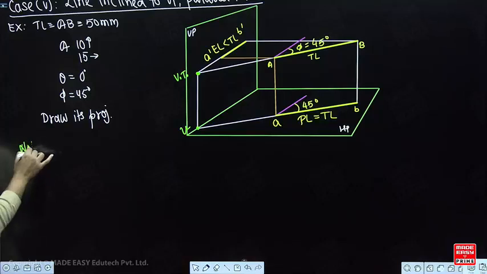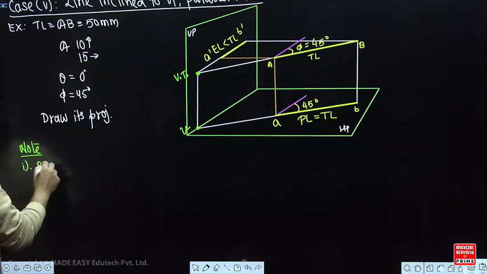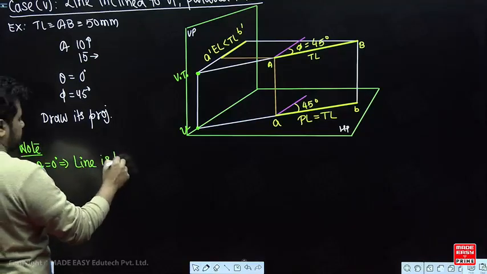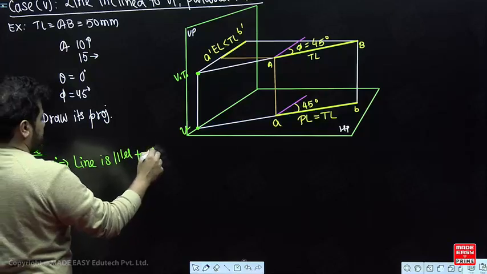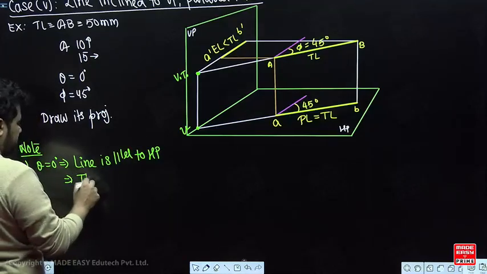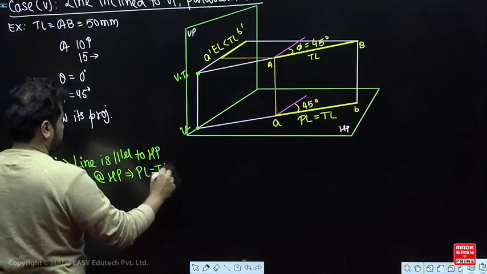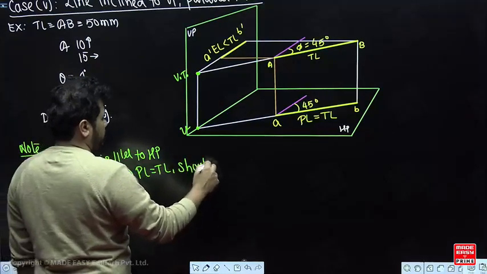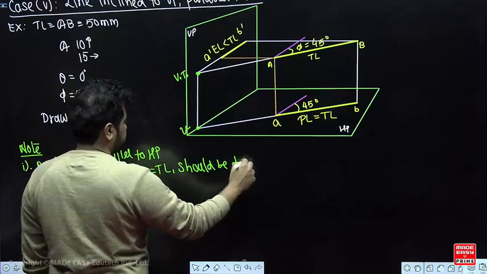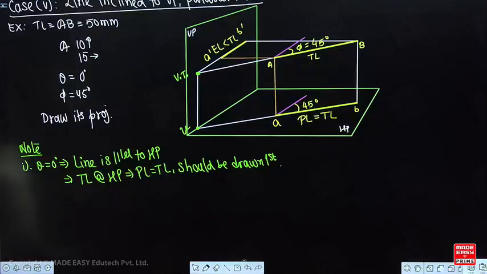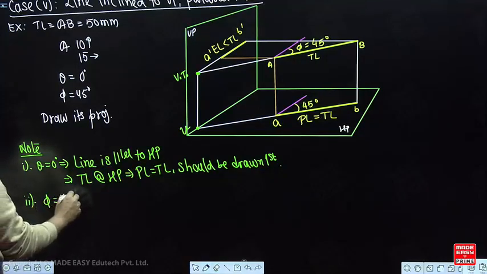Fine. So what are the important points that we can learn from here? As a note, note number 1: theta is equal to 0 degree means line is parallel to HP. It means that true length will be seen at HP. So this means plan length equal to true length should be drawn first. Clear? Okay.